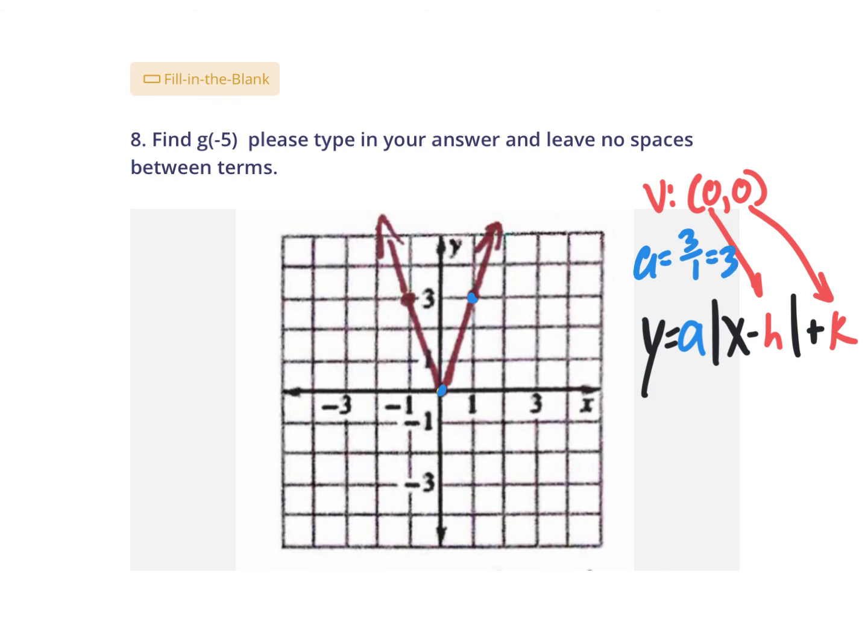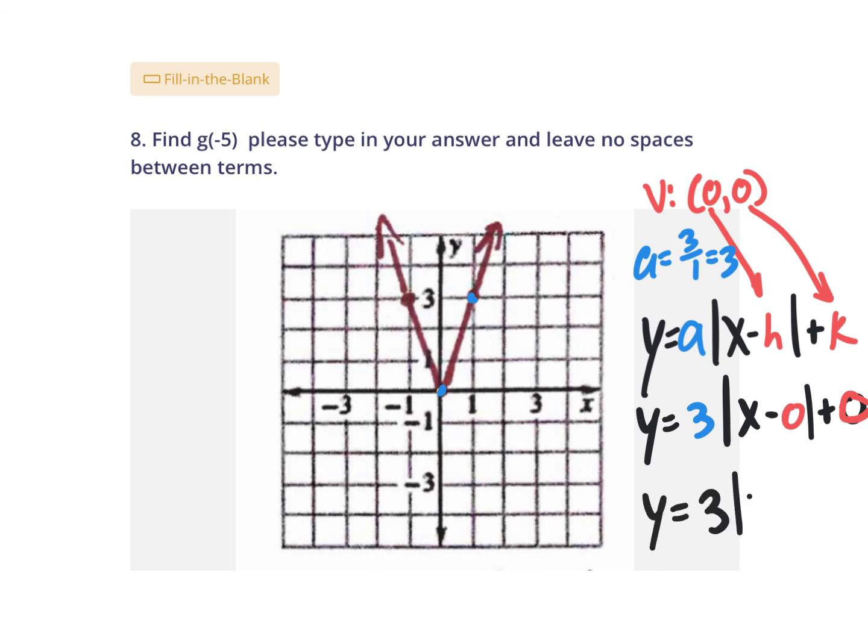So let's rewrite our function. y equals 3 over 1, I'm just going to put 3, absolute value of x minus 0 plus 0. Now we don't need the minus 0 and the plus 0, so what is my simplified absolute value function? y equals 3 absolute value of x, close absolute value. That's it. That is my function.